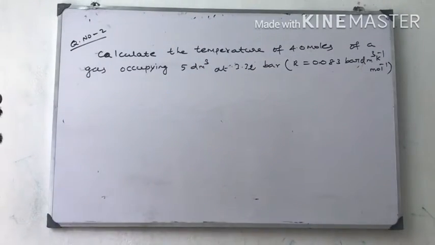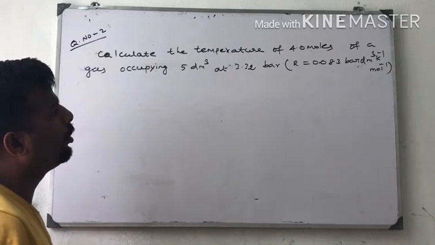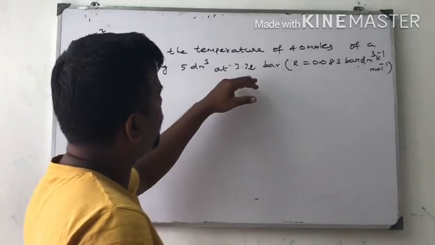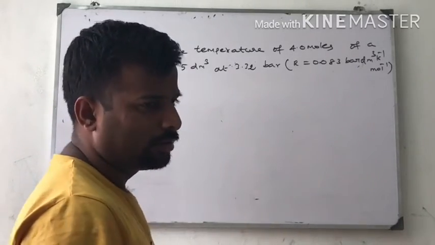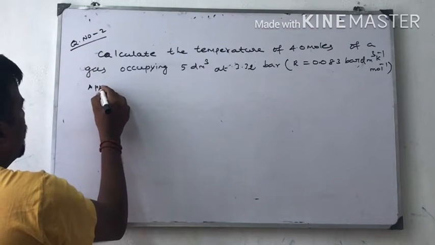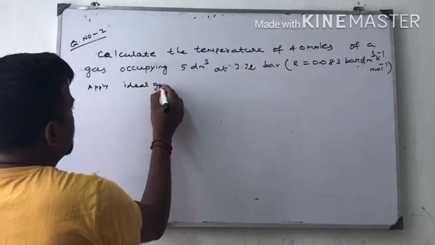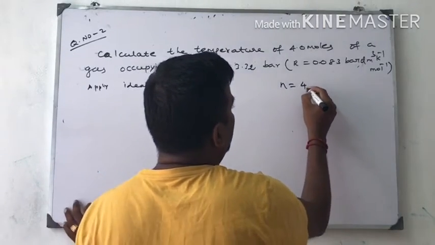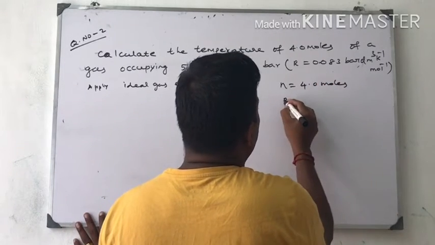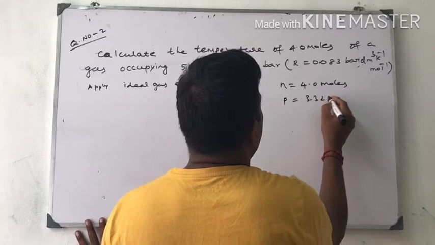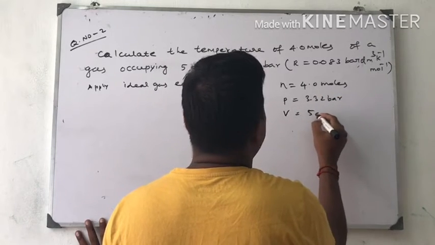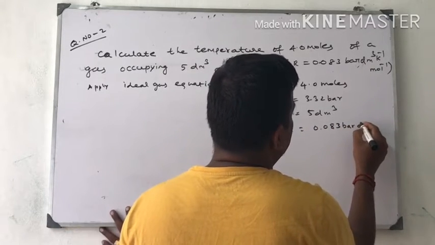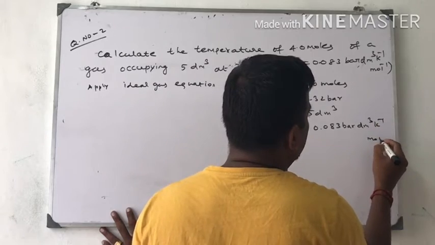Question number 2. Calculate the temperature of 4 moles of a given gas occupying 5 decimeter cube at 3.32 bar pressure. R value is given. So we have to apply the ideal gas equation. First you have to write what are the terms given. Number of moles is 4 moles. Pressure is equal to 3.32 bar. Volume is equal to 5 decimeter cube. R is equal to 0.083 bar decimeter cube Kelvin inverse mole inverse.